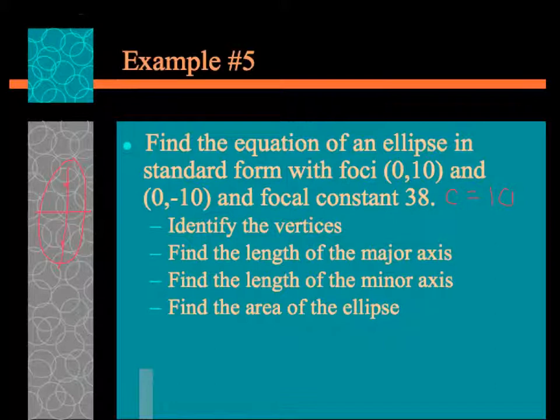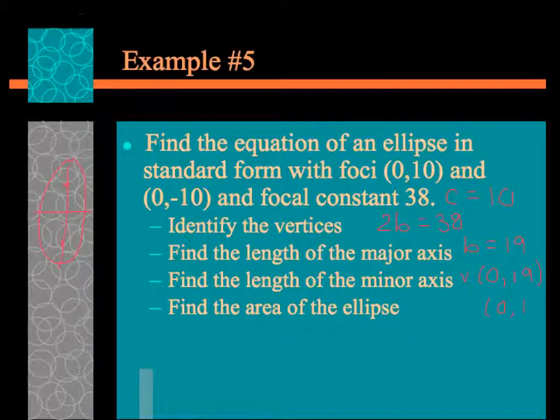The focal constant is the length of the major axis. And if you look on your graphic organizer with a tall ellipse, we see that the length of the major axis will be 2b. So 2b must be equal to 38. Therefore, b is equal to 19. Now, to find the vertices, we see that the vertices are (0, b) and (0, -b). So the vertices in this case will be at (0, 19) and (0, -19).